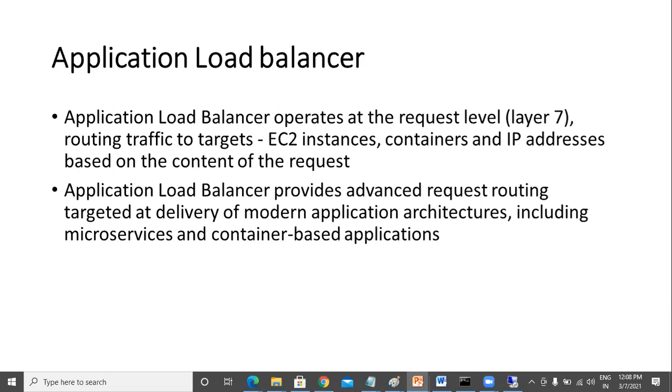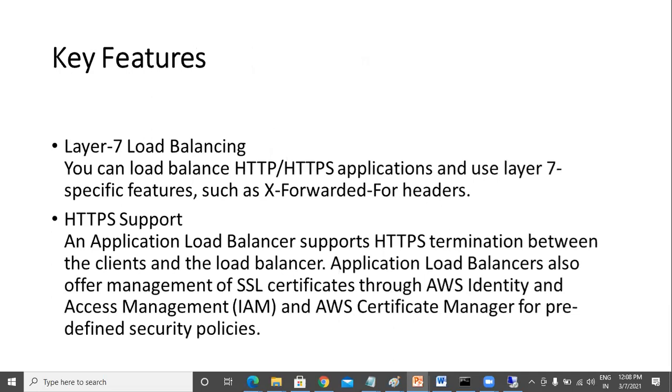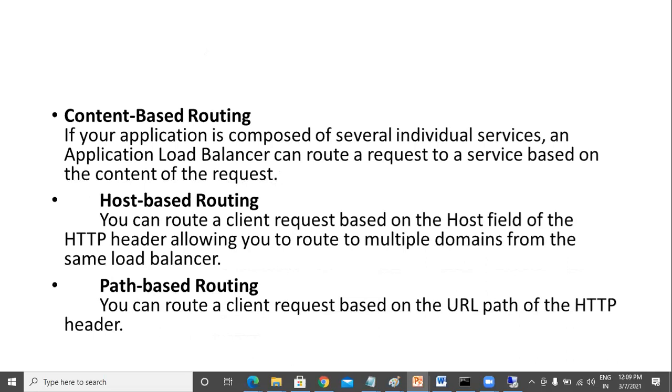Your application load balancer works at layer 7. So layer 7 load balancing, as I told you, is a feature of your application load balancer. It also supports HTTPS, which means SSL, and it also supports SSL encryption in transit. So whenever the communication is happening, encryption is supported. Application load balancers support content-based routing, host-based routing, and path-based routing.